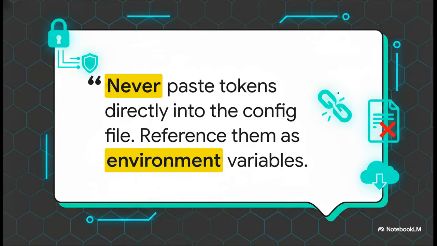And here is another absolutely crucial security tip. Your API tokens. Think of them as the keys to your entire kingdom. You should never paste them directly into a config file. Seriously, don't do it. Instead, you reference them as environment variables. It's a simple step that keeps them separate and, most importantly, secure.